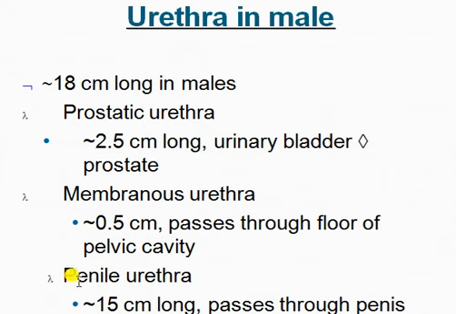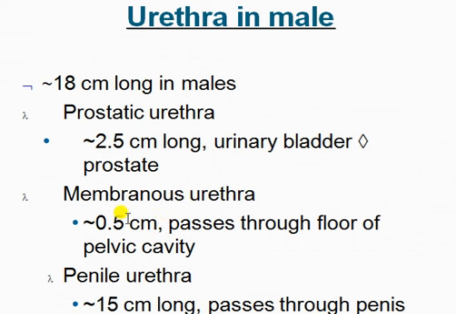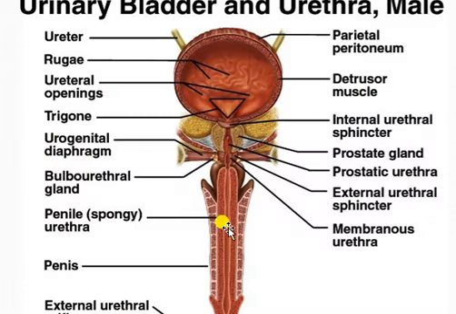Then the penile urethra is present in the penis. The penis is 15 centimeters long. So that's why the penile urethra, 15 centimeters, passes through the penis. So that is the thing. Here this is the prostate gland, this is the prostatic urethra. This is 0.5 centimeters. That's why it is called the membranous urethra. Next, this is the penile urethra. It is present in the penis.